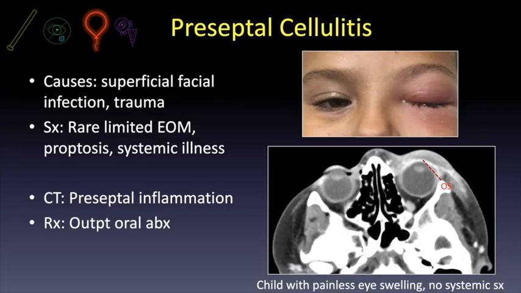Preseptal cellulitis is a complication of superficial facial infection or trauma. Symptoms tend to be mild. For example, this child presented with painless eye swelling and no systemic symptoms. On CT, inflammatory changes are strictly confined to the tissues anterior to the orbital septum. Preseptal cellulitis is treated with outpatient oral antibiotics.